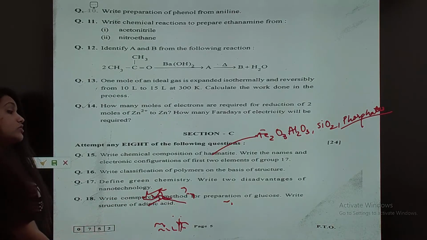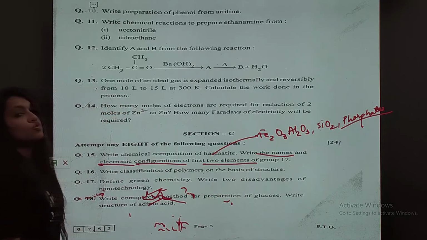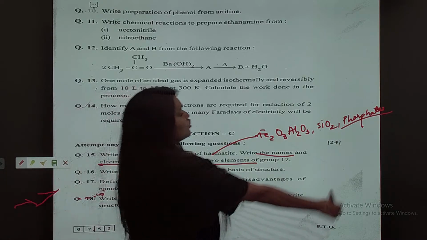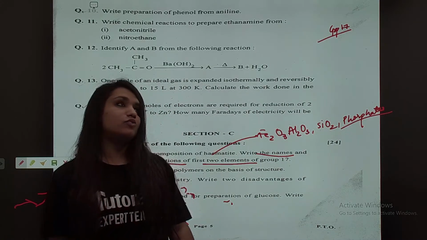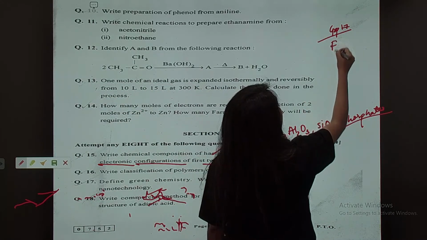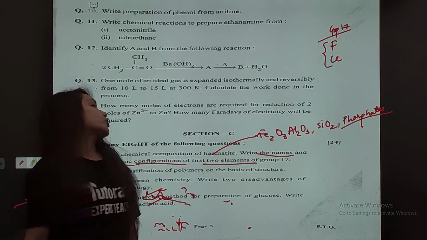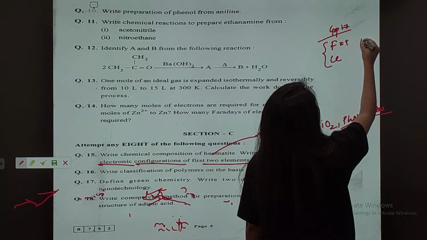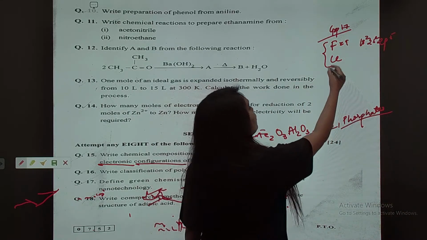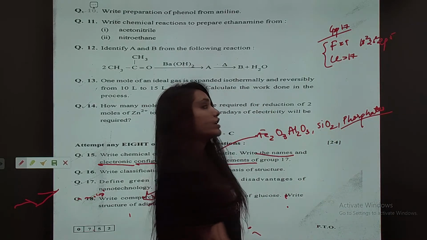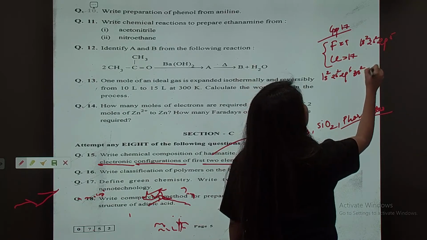Alright, the next part of the question is, write the names and electronic configuration of the first 2 elements of group 17. Group 17 is nothing but halogens. The first element is fluorine, then we have chlorine. Now the atomic number of fluorine is 9, so the configuration will be 1s2, 2s2, 2p5. And chlorine has atomic number 17. The configuration will be 1s2, 2s2, 2p6, 3s2 and 3p5.